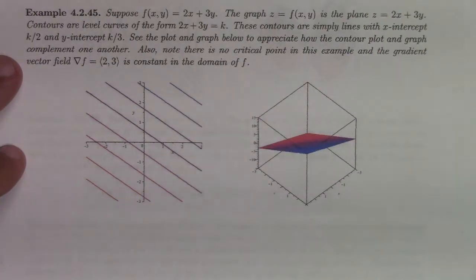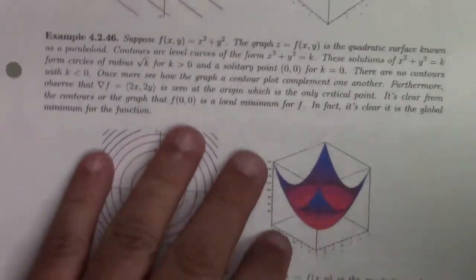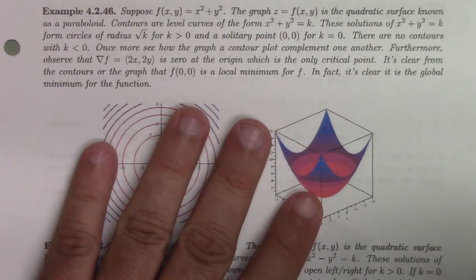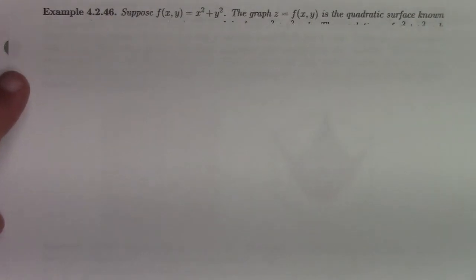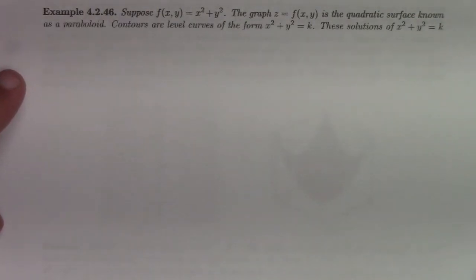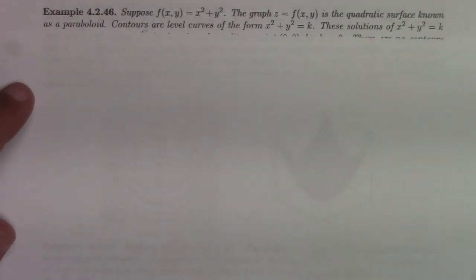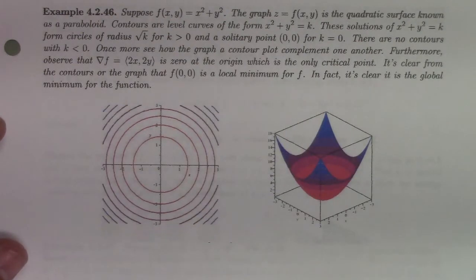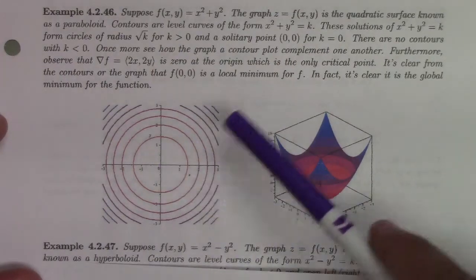Just like if you're looking at a topographical map, the really good ones, you'll be able to see the altitude for particular level curves. So here's another one, x squared plus y squared. So z equals x squared plus y squared is a quadratic surface known as a paraboloid. And the level curves here are just circles. And so here's the contour plot down here, just circles.